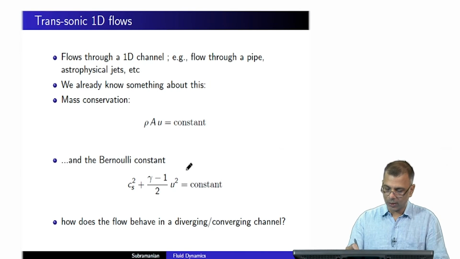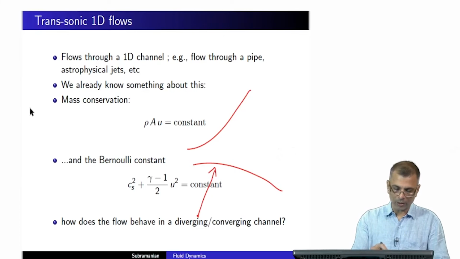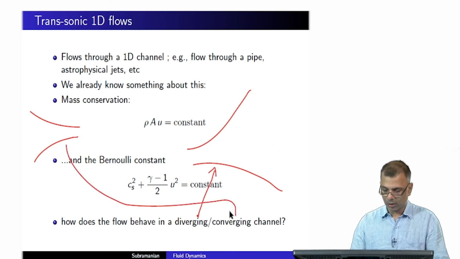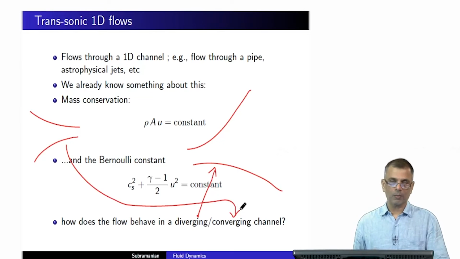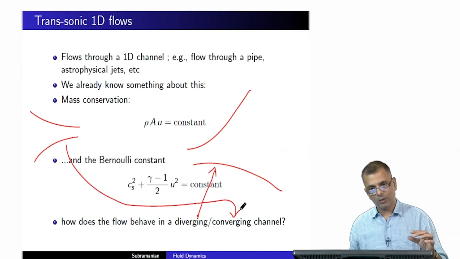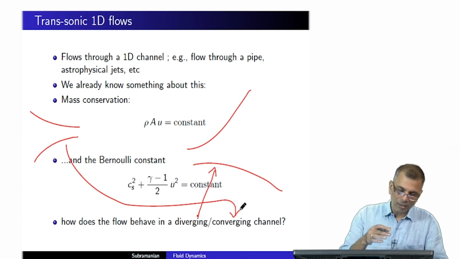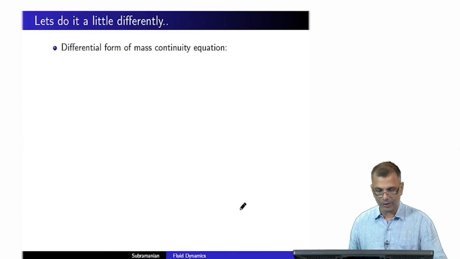A diverging channel would be one that looks like this. A converging channel would be one that looks like this, a nozzle. And of course, clever people would put these two together. You would have a channel that converges, goes through a throat, and then diverges. But before that, let's try to understand how a transonic flow would behave in a diverging channel and in a converging channel.